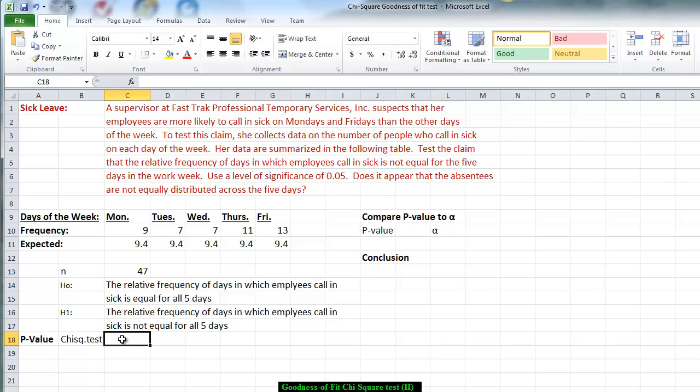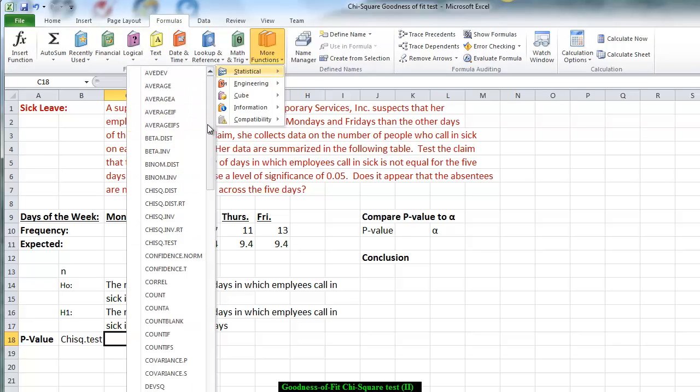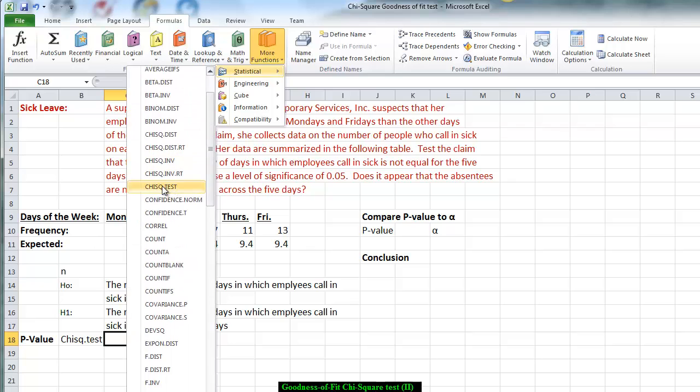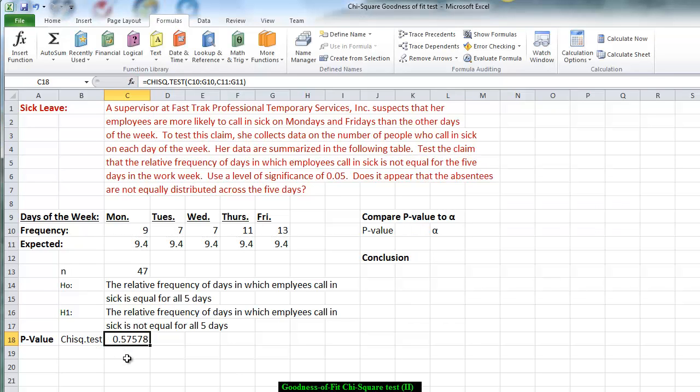Well, now we want to be able to find the p-value, and we're going to get it from our chi-square dot test formula. So we go to our formulas, we go to statistical, and we go to chi-square dot test. And again, all we have to put in are the actual test values and the expected values. And you notice they're the same. And that tells us that we are close to 60% of the time, the distribution is approximately the same.